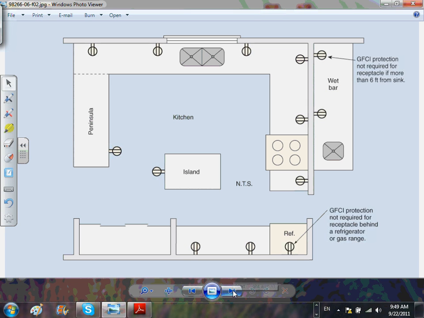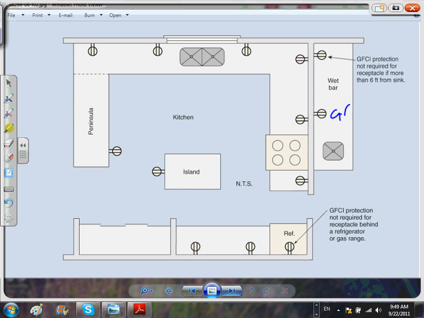Very good point. Now take this. What if this is a wet bar in a finished basement? Take this. It's a wet bar in a finished basement. So this receptacle is going to be GFCI because it's within 6 feet. And also I have to put this baby on an arc fault circuit interrupter, and that's okay.